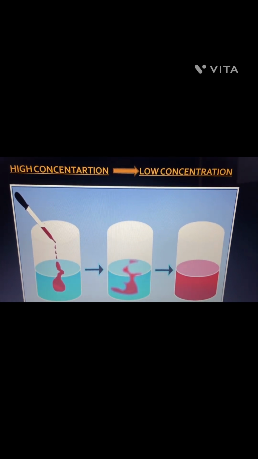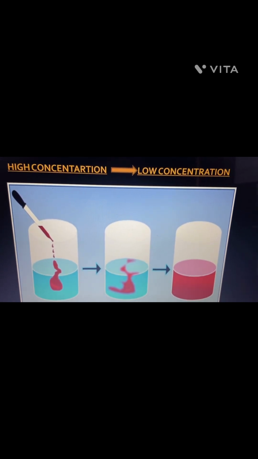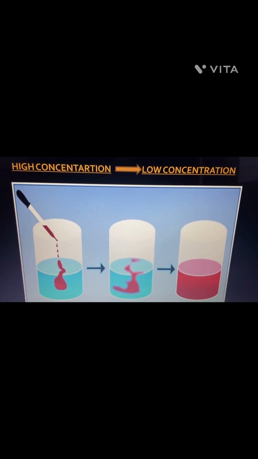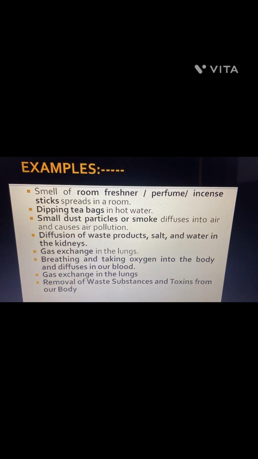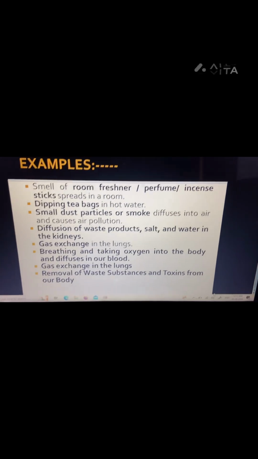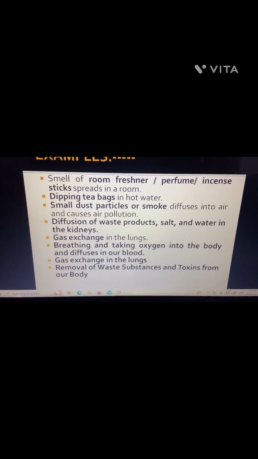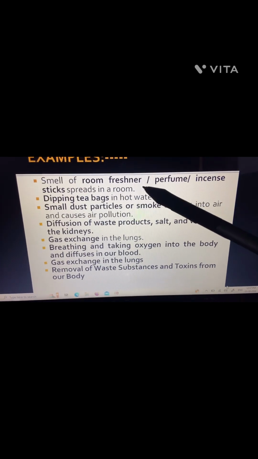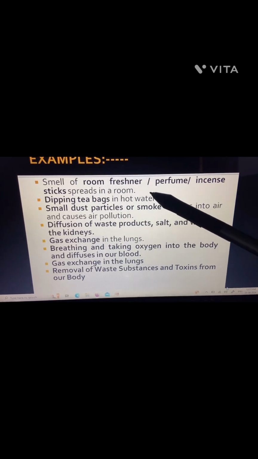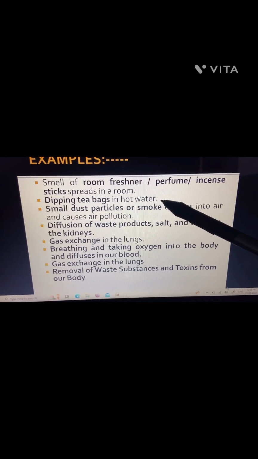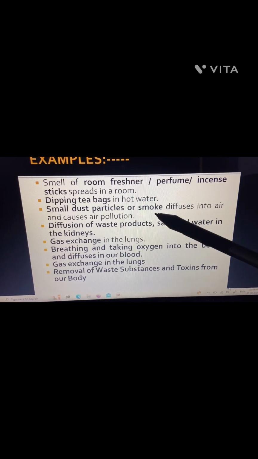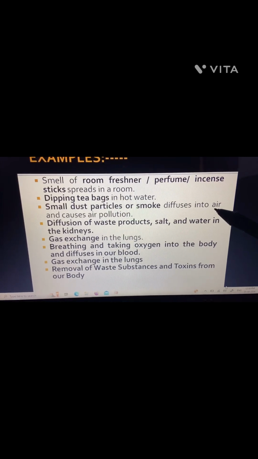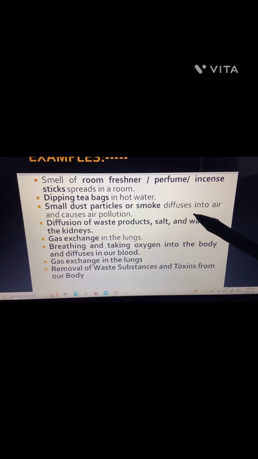You have already understood that in diffusion, the molecules move from high concentration to low concentration until the molecules are equally diffused into a solution. Now you can see some examples in our day-to-day life. The smell of a room freshener, perfume, or incense sticks that spreads in the room is an example of diffusion. Dipping tea bags in hot water is an example of diffusion. Dust particles or smoke which cause air pollution get diffused into the air. It is an example of diffusion.